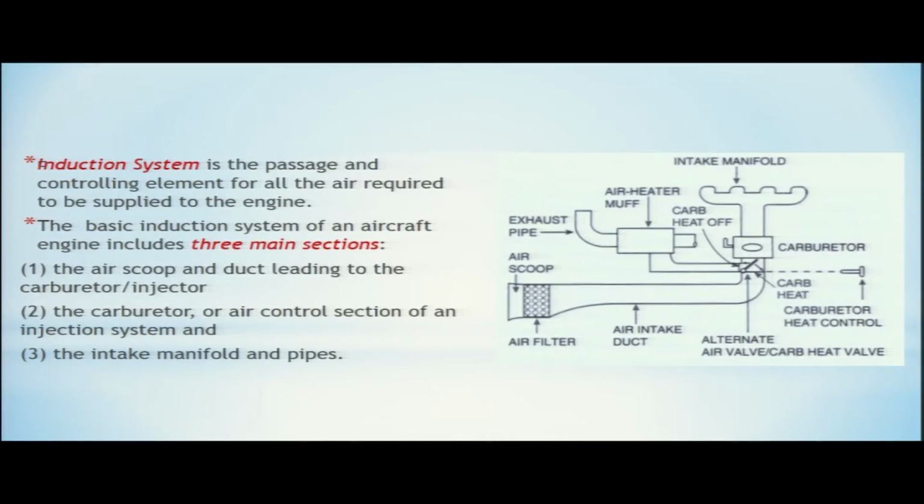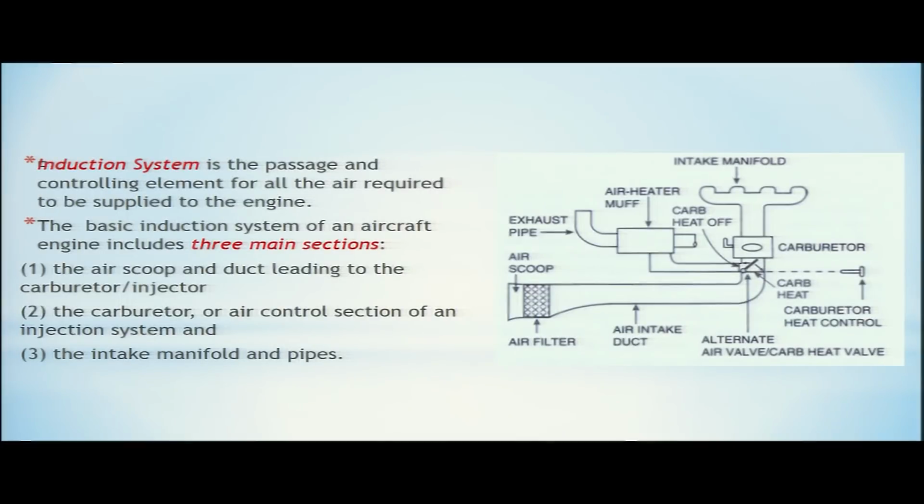The basic induction system of an aircraft engine includes three main sections. One is the air scoop and duct leading to the carburetor or injector. So this is your air scoop and the duct, the first part, which leads to the carburetor or the fuel injector. This is your fuel air control unit. The second part is the carburetor or air control section of an injection system.